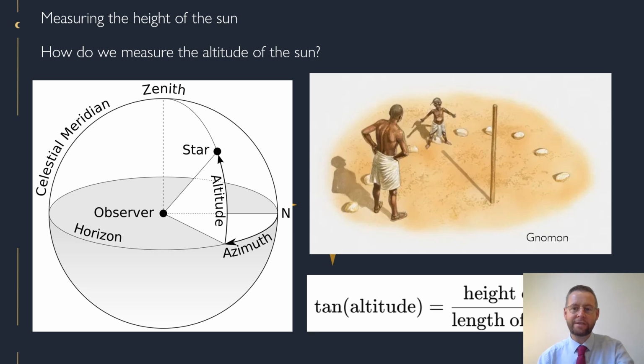So the angle, if you see the little guy there standing near the end of the shadow, the angle is basically between the floor and the hypotenuse that's made by that triangle. Tan of the altitude is equal to the height of the stick divided by the length of the shadow. Now the stick in this situation, and in all situations where you have a sundial, is called a gnomon.